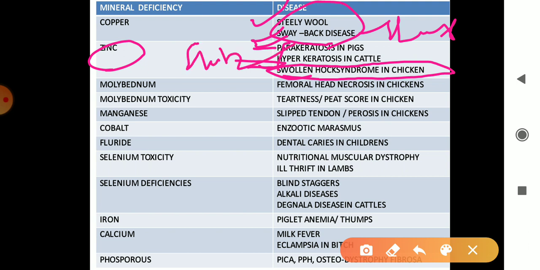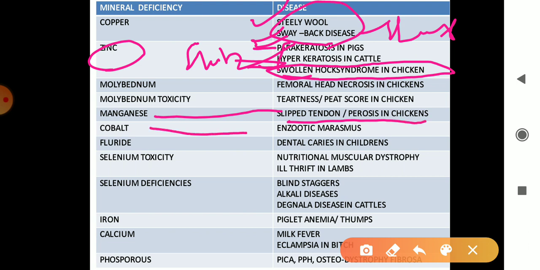Next, coming to the deficiency of molybdenum. This is called femoral head necrosis in chickens; the head of the femur gets necrosed. And molybdenum toxicity, an excess of molybdenum, causes tetany, also known as pit score in chickens. Coming to the next question, manganese, which is very important. Its deficiency causes slipped tendon disease or perosis in chickens.